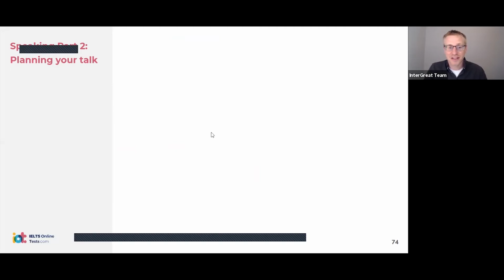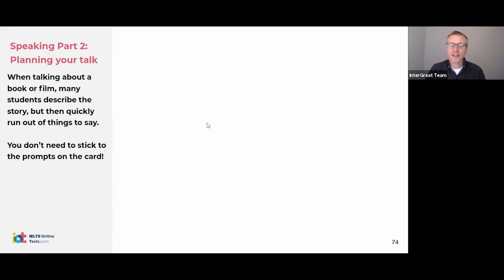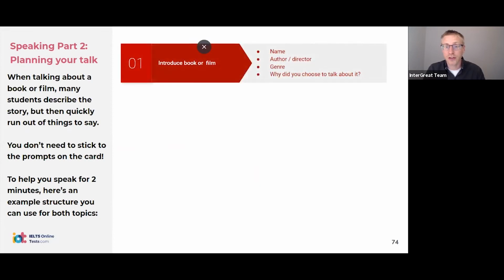How can you start? Here is a structure that you can use, right? Students often see the prompt card and they focus only on the information in the prompt. You don't need to stick to the prompt card. You can expand your answer to talk about other things as well. So some of the things you can talk about, and this is a logical structure you can use.